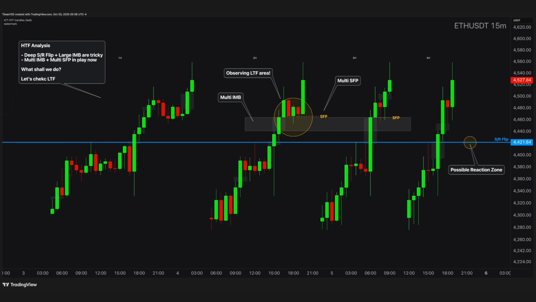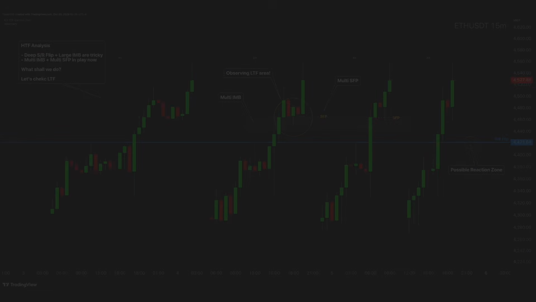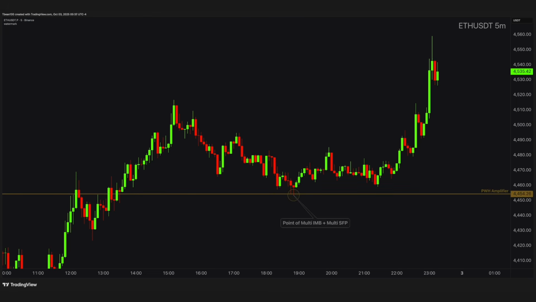Alright, let's switch over to the 5-minute chart and talk about what is happening inside that inner area in more detail. So right now, this is our multi-imbalance and swing failure point. We already found this out using the higher time frames in the previous section. It also happens to line up with a master class amplifier level, which is the previous week's high. This is a pretty strong sign that a possible reversal could have happened here before the market pulls back deeper.